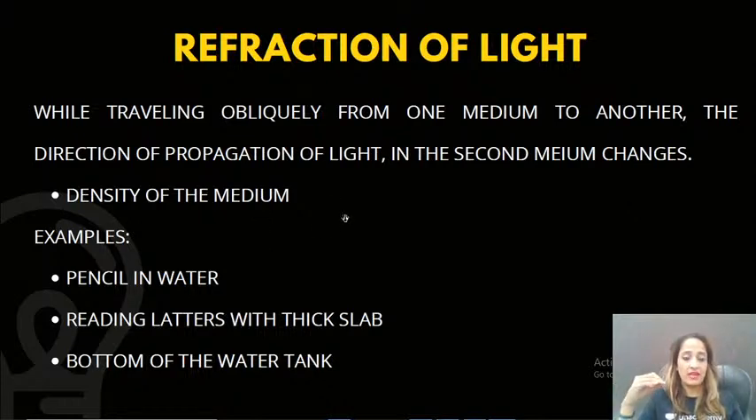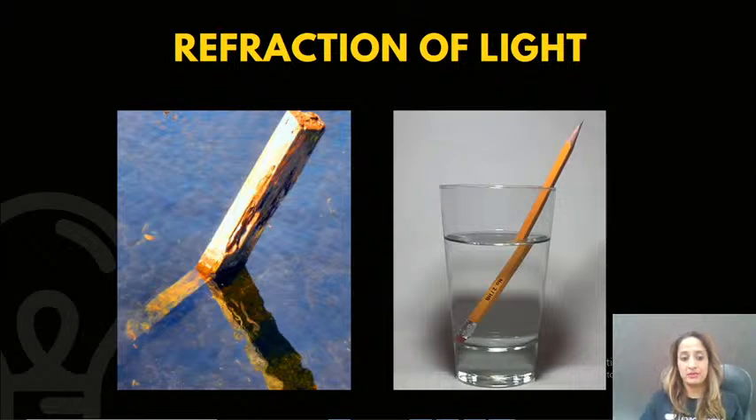If you have ever noticed, when you dip a pencil in water, it looks like the pencil is at a different angle. Or if you try to read letters through a thick glass slab, you will see the words are a little elevated. And third, if there is a small stone at the bottom of a water tank, it will look a little displaced to you, and it is at a different position if you try to hold it. So why are all these things happening? This is because of the phenomenon that we call refraction of light. Refraction is basically when light travels from one medium to another medium, and there is a difference in the density of the media. That is called refraction, and here is the example that I just talked about.